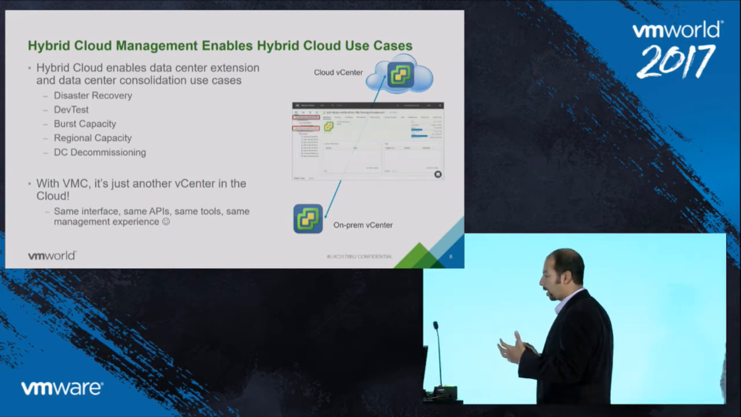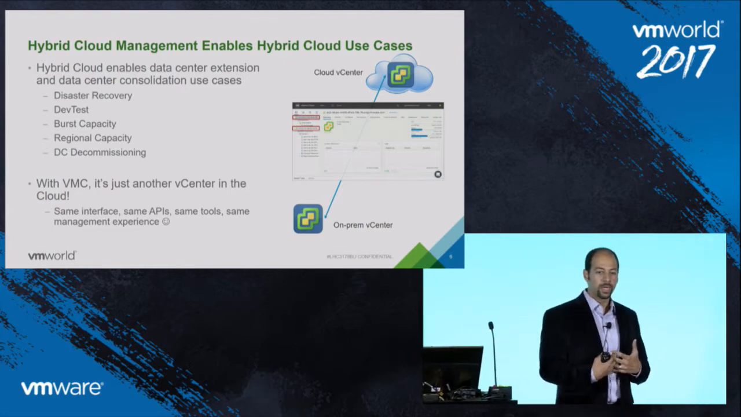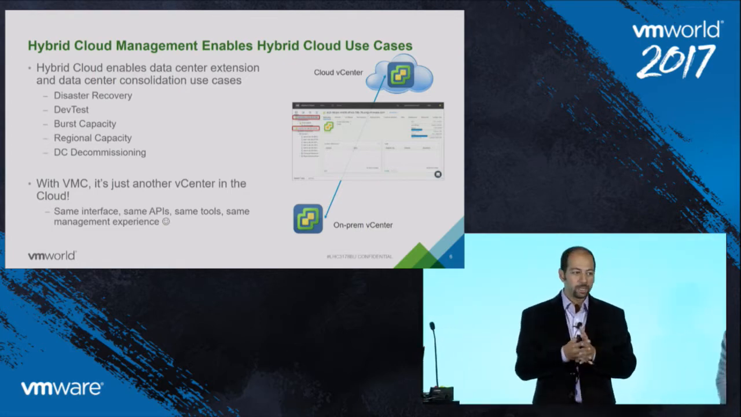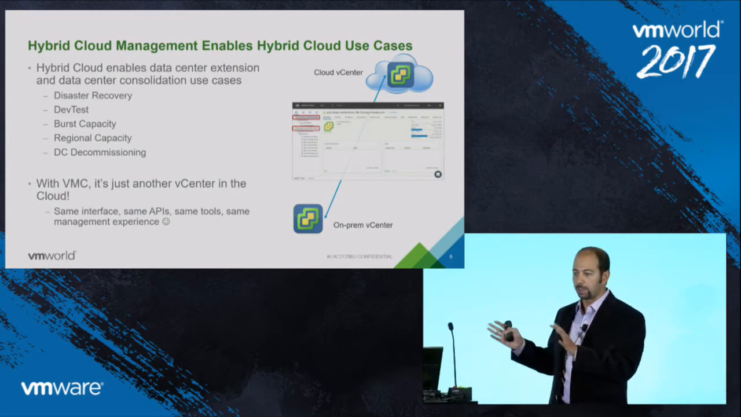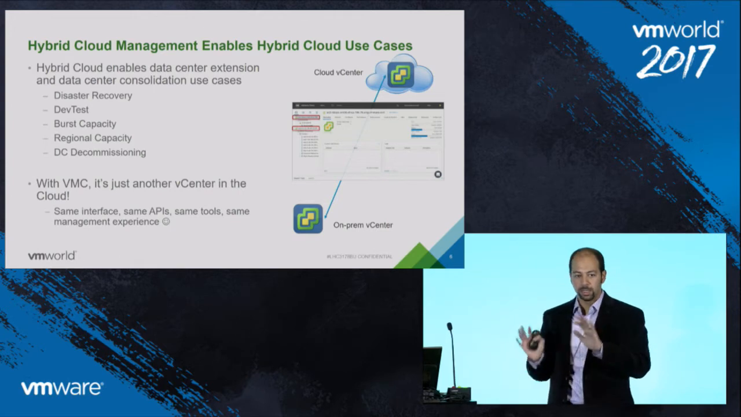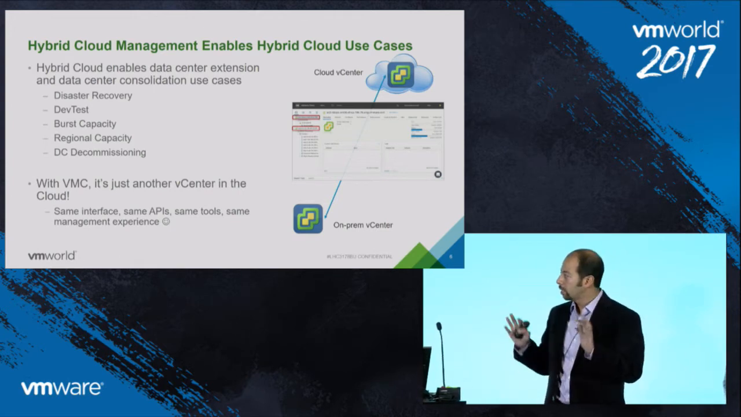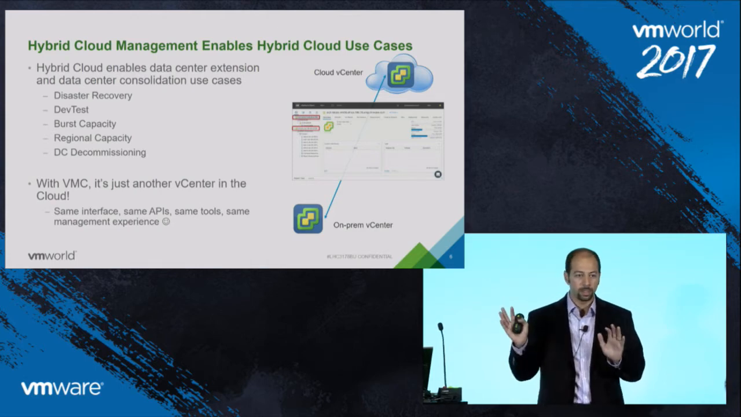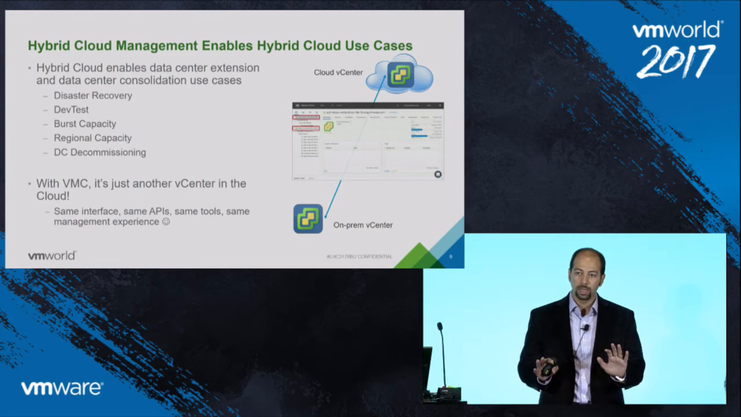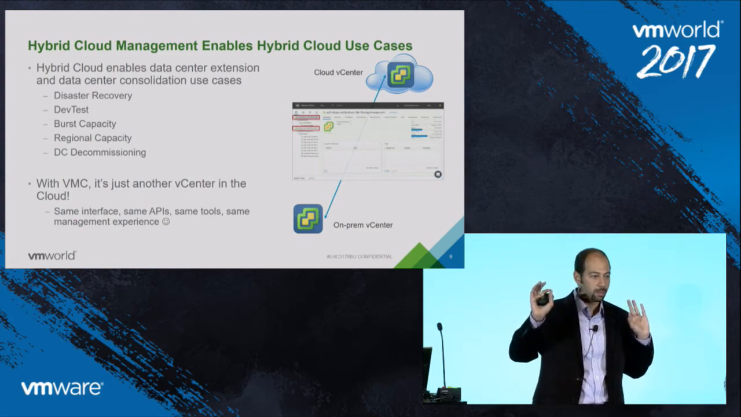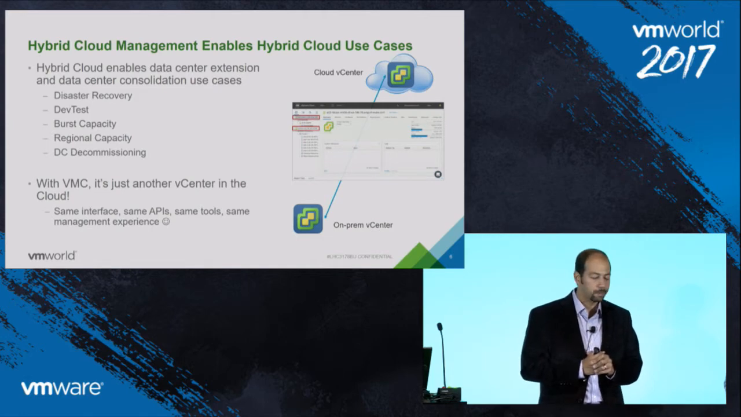Now, if we think about the VMware Cloud on AWS offering and what we're doing with hybrid linked mode, you will realize that we're simplifying this to the point that it is just another vCenter that happens to live in the cloud. It is the same vCenter that you've gotten to know and use for years, right? Same interface, same APIs, same tool set. It's literally the same management experience that gives you a true native hybrid cloud management platform across on-premise and the public cloud.